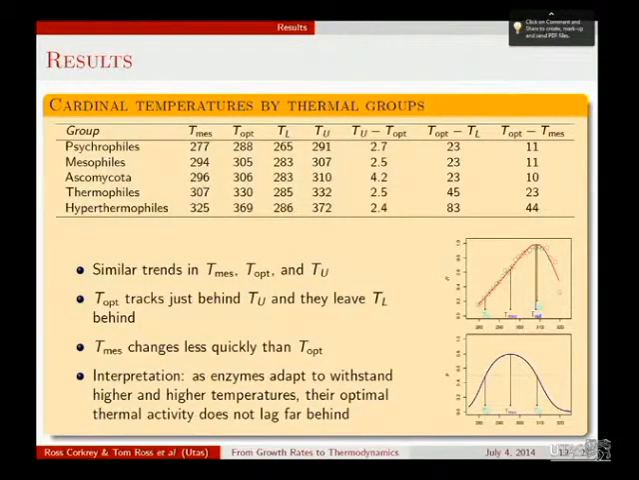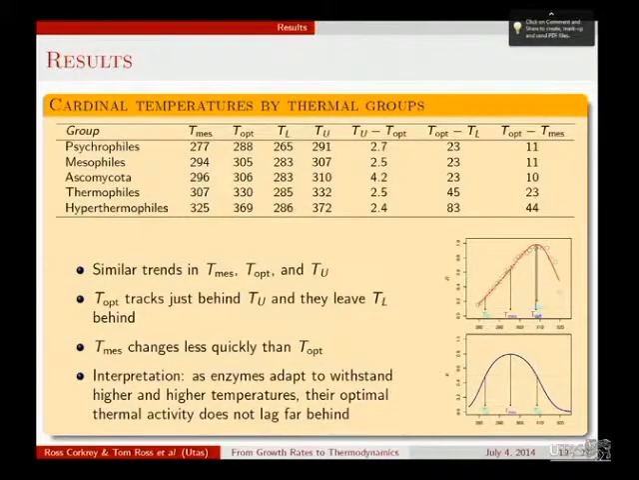If you look at the quantities I described earlier, essentially we're looking at the same information again, except more quantitatively. Tmes is the temperature of maximum or minimum denaturation. T-opt is the maximum rate of growth, and TL and TU are the 50% denaturation temperatures. You'll notice that TU minus T-opt is almost a constant. It doesn't change much. What that means is that as the temperature goes up, the maximum rate of growth is pushing right up against the maximum, the TU.